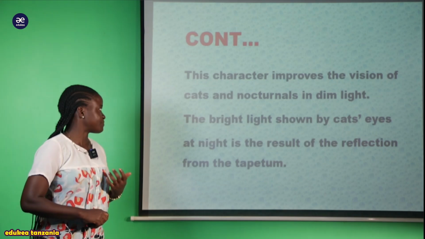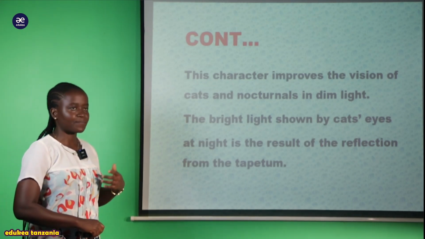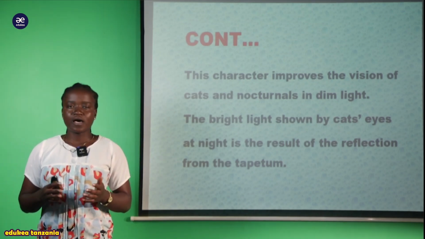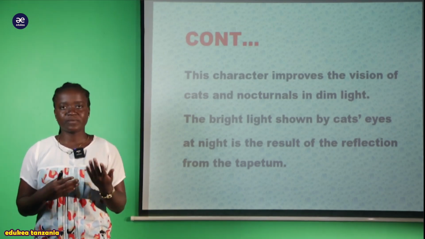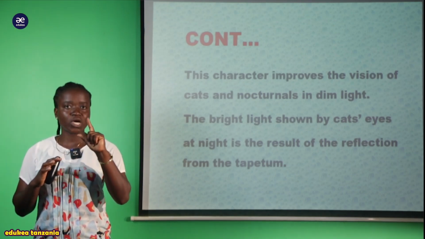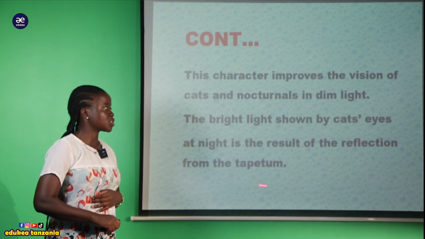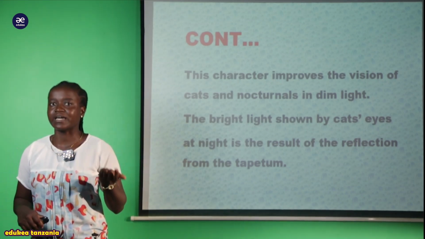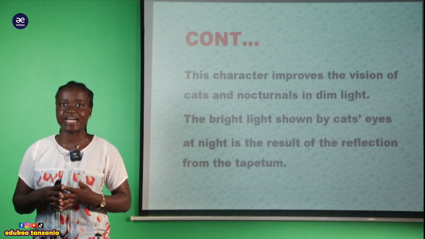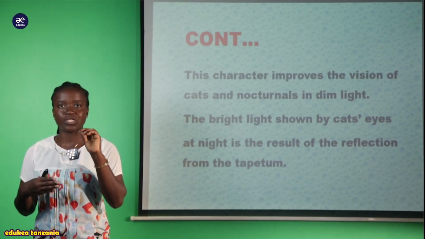And now we can say that the bright light shown by a cat's eyes at night is the result of the reflection from the tapetum. Underline this statement. So this is obvious, because I hope you are familiar with cats. We say that cats at night have eyes that glow a lot. Why do those eyes glow so much? It is due to the presence of the tapetum which is found within their eyes. So that tapetum reflects the light rays that enter their eyes, so that when you look, you see the light as if it is coming from their eyes.